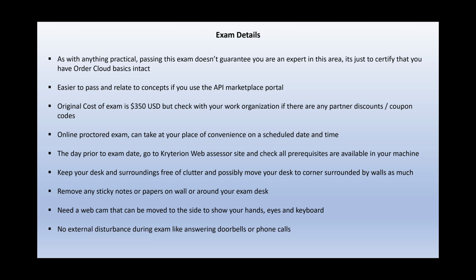The cost is $350 like any other exam, and it's online proctored. You can access it through the Criterion web assessor, and you should ensure that all your prerequisites are available on the machine. Ensure that your desk is clear and free of clutter, the normal things you check in any proctored exam. You can take the exam from your home like other Sitecore exams. Get rid of any sticky notes or paper on the walls and things like that. I think I covered this even in the exam cloud exam.